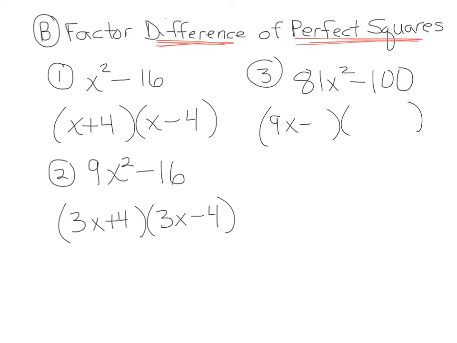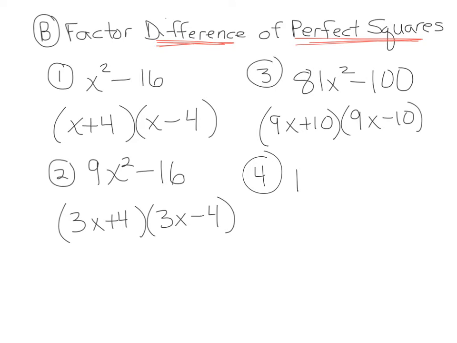9x plus 10, 9x minus 10. When they're almost identical, and one is addition and one is subtraction, there won't be a middle term. And if you double distribute this and FOIL it out, you'll end up right back here. Okay, number 4. Let's try a couple more.